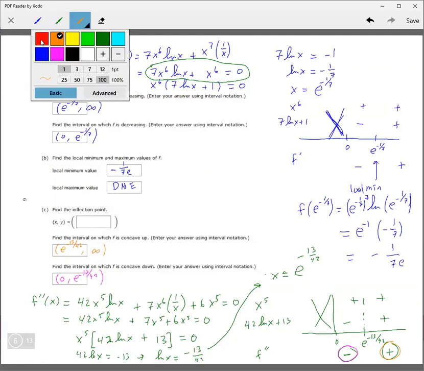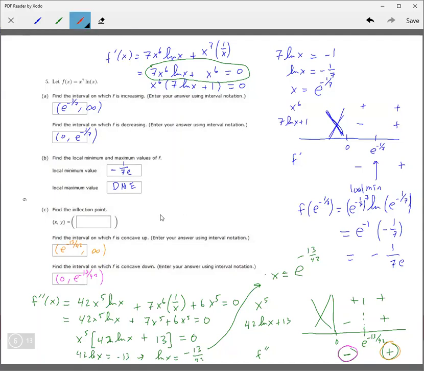And then it changed concavity here. There's no other place where it changed concavity. It changed at that point. So you want the inflection point. The x coordinate of the inflection point will be e to the negative 13 over 42. Okay, the y coordinate, ooh, that's tricky.